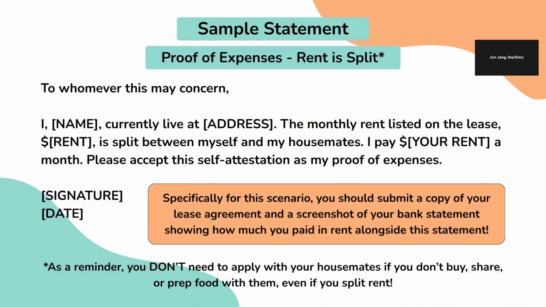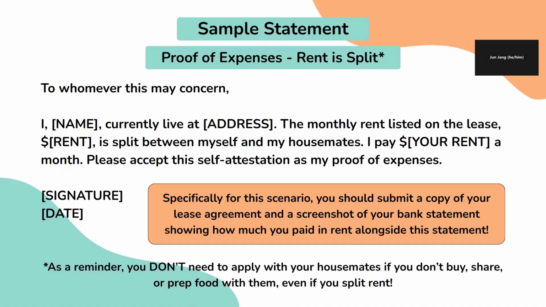For proof of expenses, specifically if you happen to split rent with other housemates, you will also need to let the county know exactly how much you pay for rent as opposed to everyone else in your household. Specifically for this scenario, you should also submit a copy of your lease agreement and a screenshot of your bank statement as well to show how much you paid in rent.